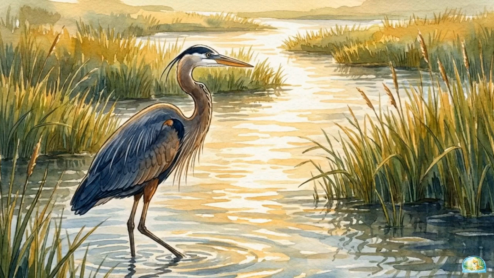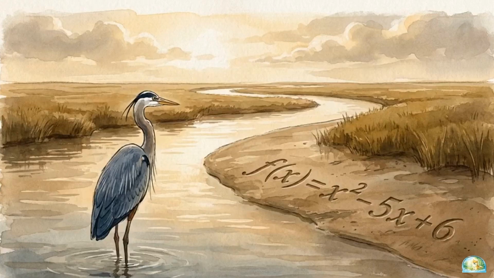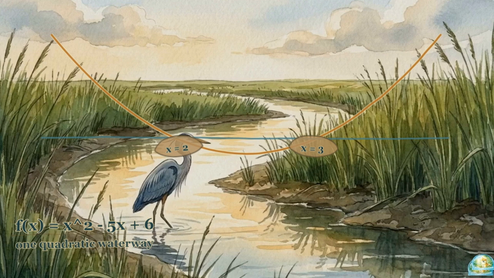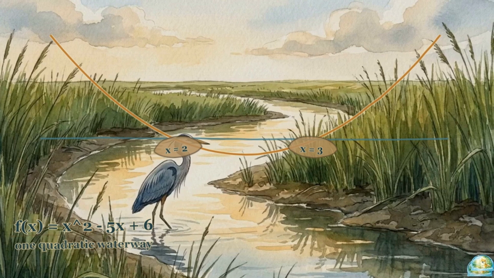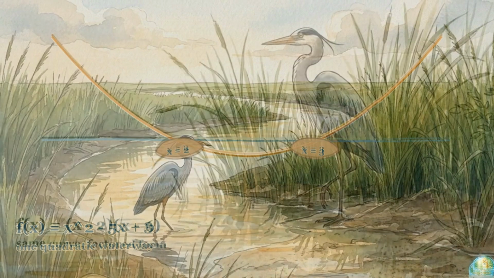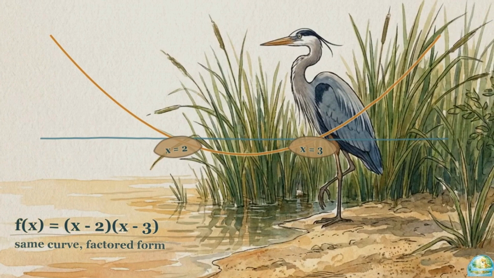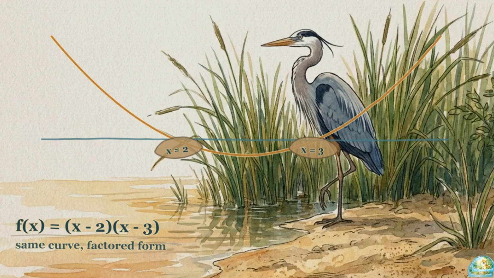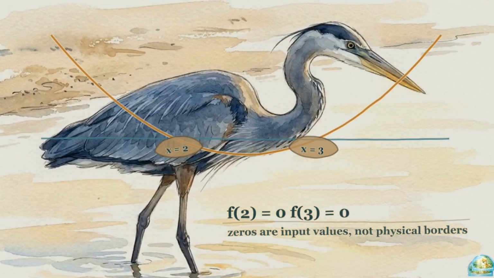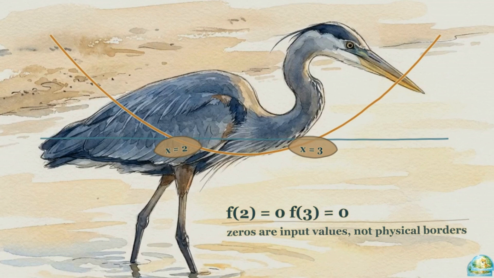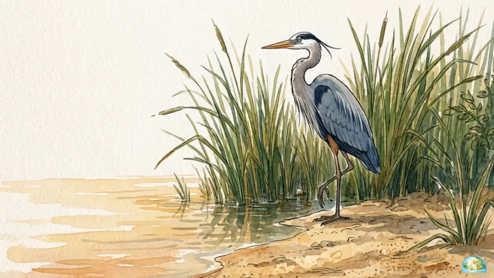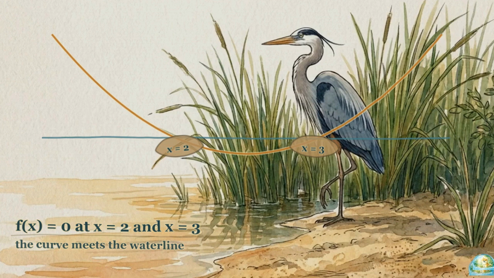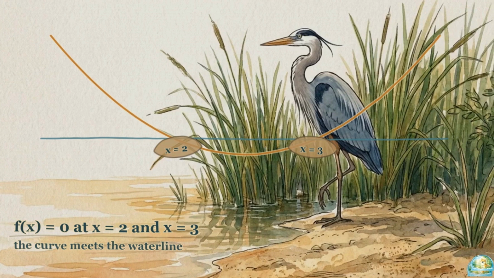This waterway curves along a specific route, mapped out by the standard quadratic function, f of x equals x squared minus 5x plus 6. We rewrite x squared minus 5x plus 6 into factored form, the quantity x minus 2 times x minus 3. Setting each factor equal to 0 shows exactly where our path hits the waterline axis. The zeros x equals 2 and x equals 3 are x-intercepts, input values where f of x is 0. They are not physical boundaries.